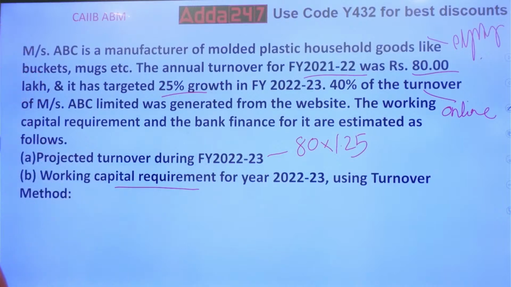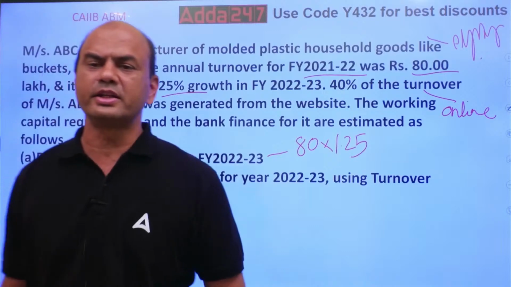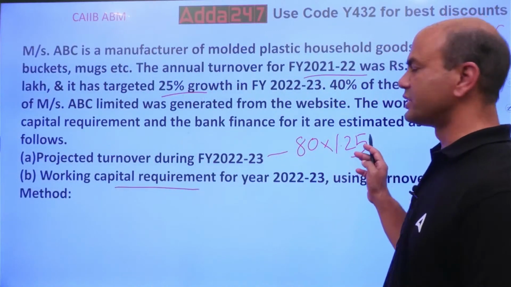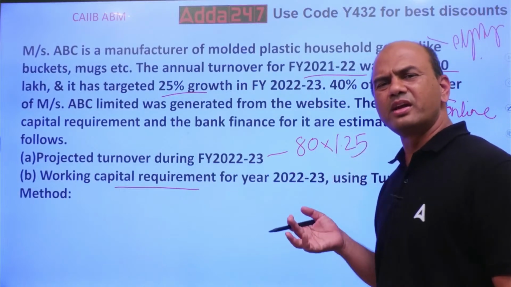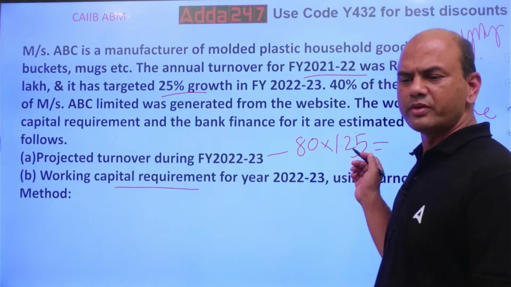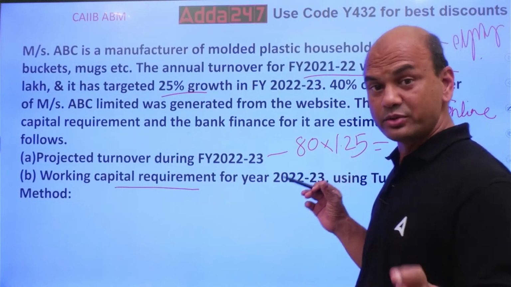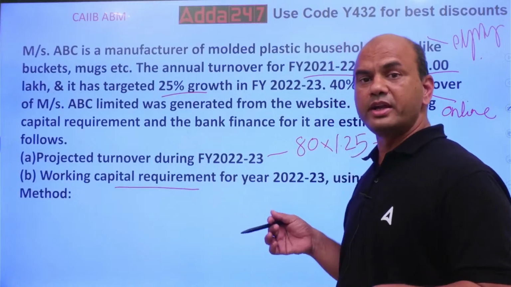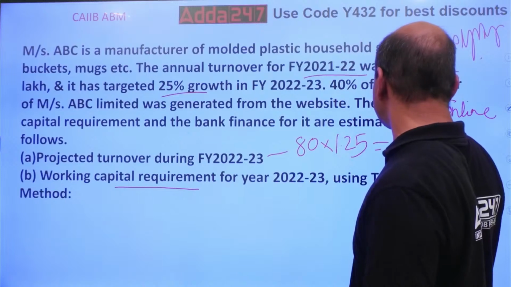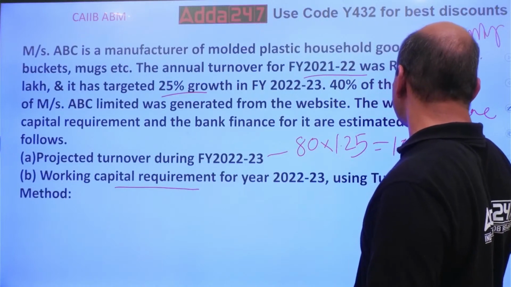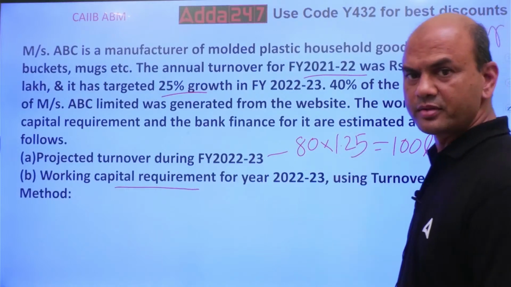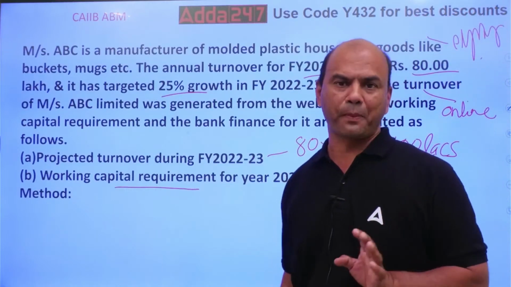So what will you take over here? 80 into 25% extra. 25% of 80, use the calci. 25% of 80 is 20. 20 plus 80, 100. So 1 crore will be the turnover. This is the expected turnover. First answer is okay. Now the second answer is the difficult one.